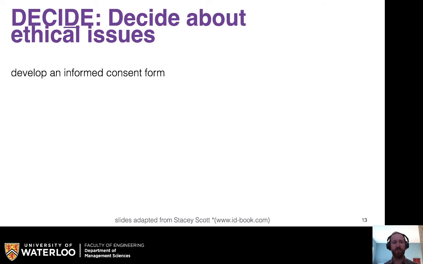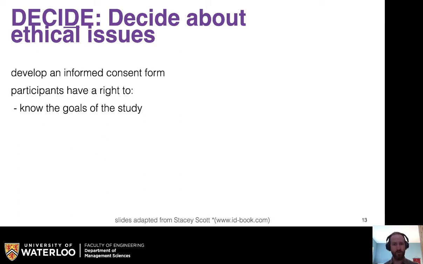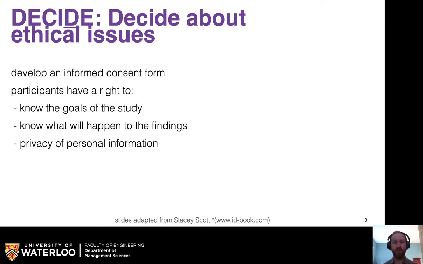Then you want to decide about ethical issues. You want to develop an informed consent form. Participants have the right to know the goals of the study, know what will happen to the findings, and know about privacy of their personal information. Where are you storing the data? What are you doing with it? What are you revealing to other people? They have the right to leave when they wish, so they can stop at any time because they're there as a guest helping you out.